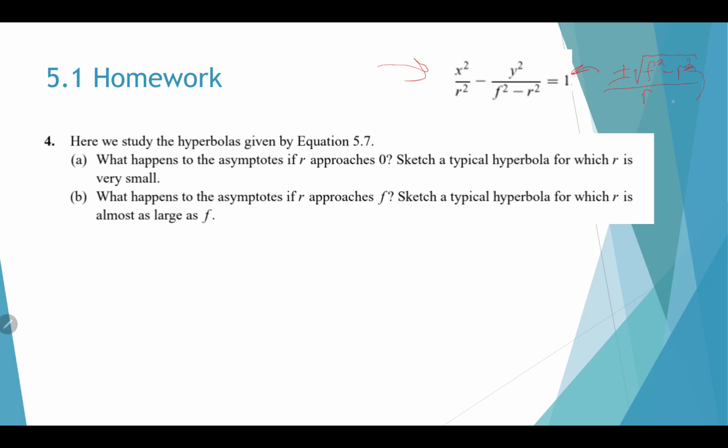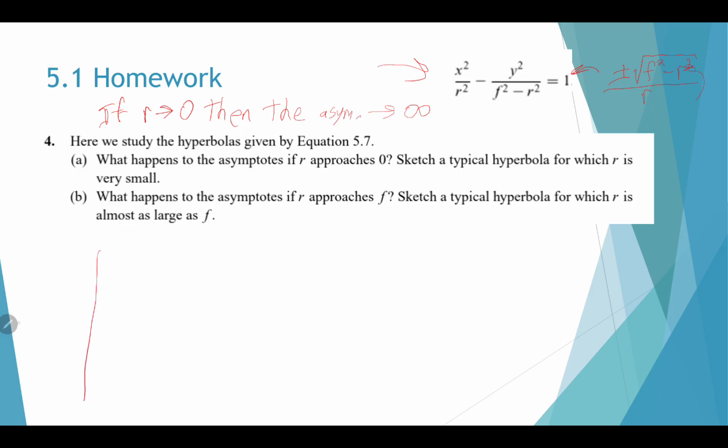The problem is this r gets smaller. So while the f is getting bigger, the r is getting smaller. So when that happens, this number is going to become bigger and bigger. So if r goes to 0, maybe we write something like: if r goes to 0, then the asymptote slope goes to infinity. This is getting closer and closer. So they'll tend to have something that looks very close to the y-axis.